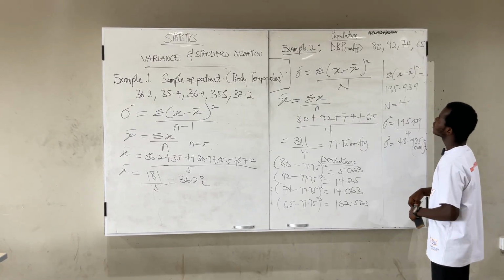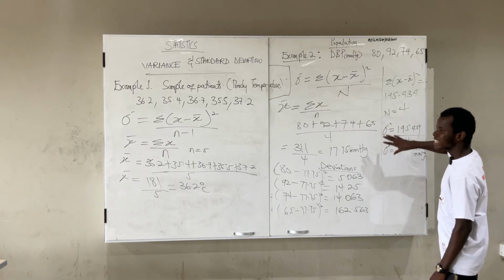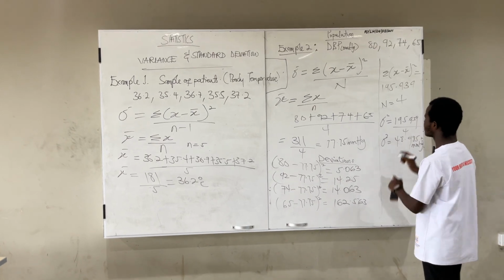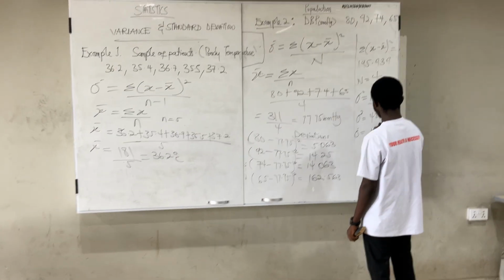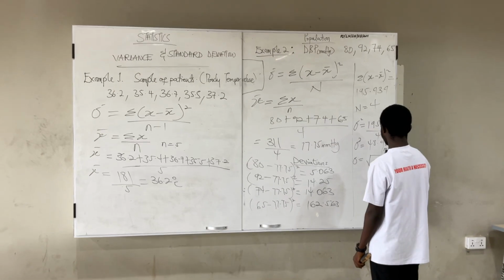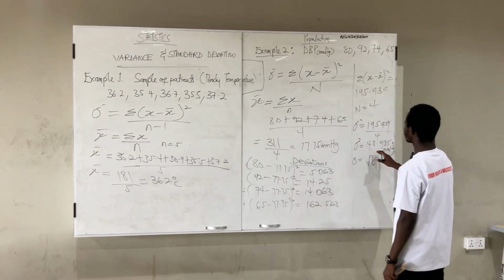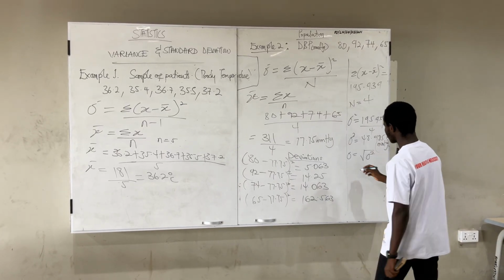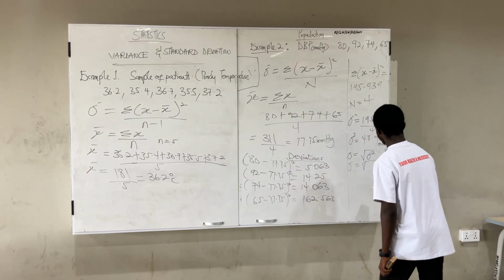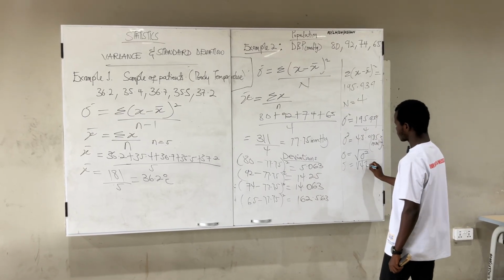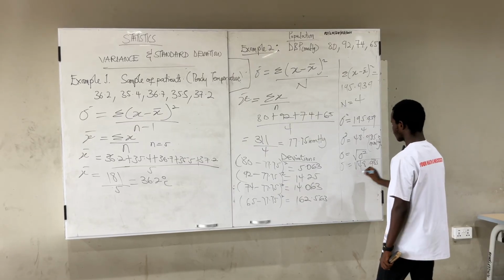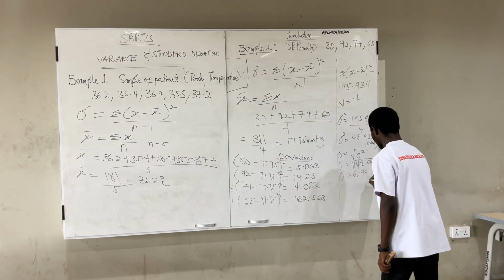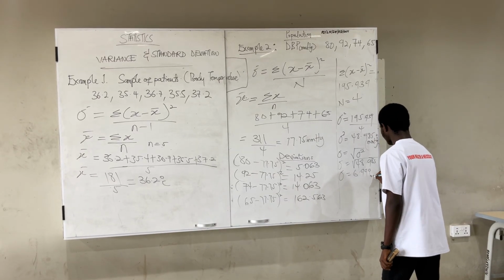The standard deviation, you are supposed to take the square root of the answer you had in the variance, because the formula for standard deviation when you have the variance is the square root of the variance. Now we had the variance to be 48.985 in millimeters of mercury squared. So the square root of 48.985, the standard deviation will be 6.999 in millimeters of mercury.